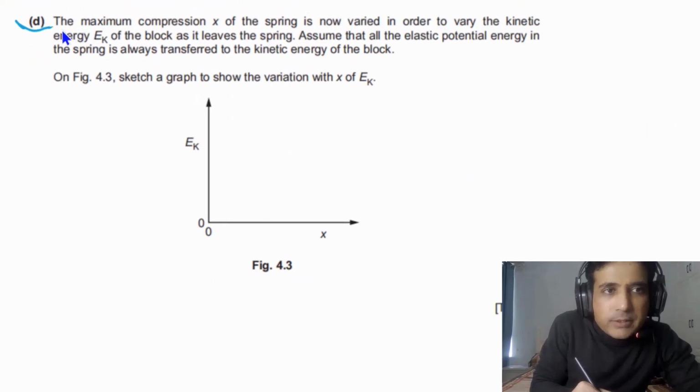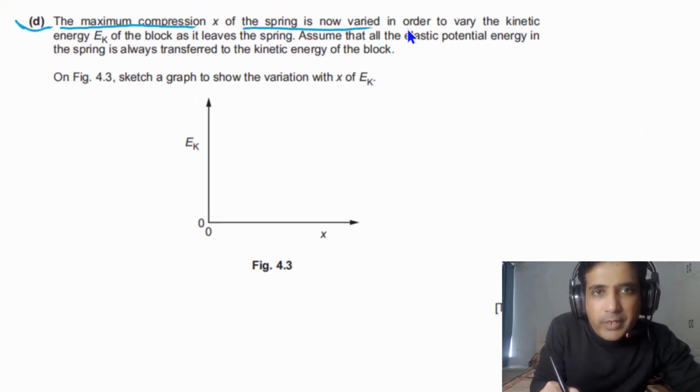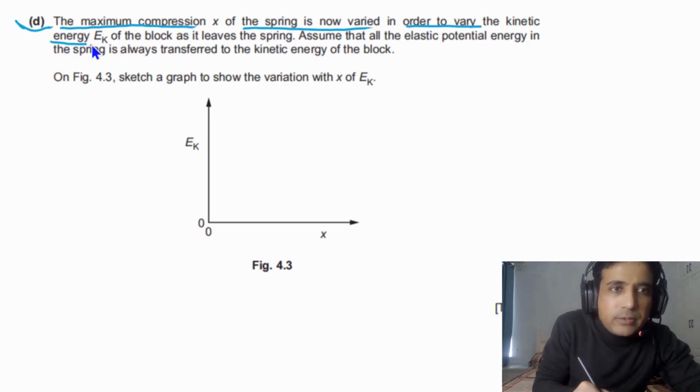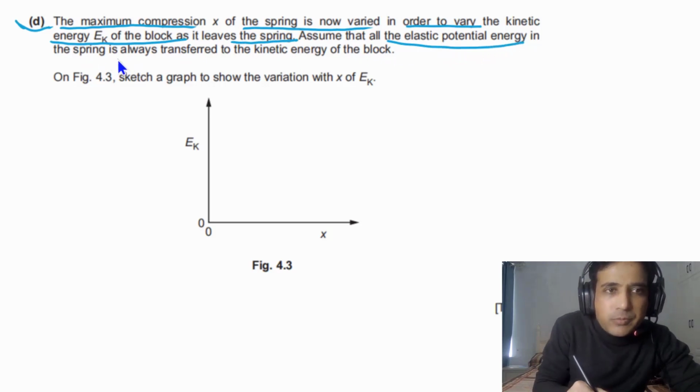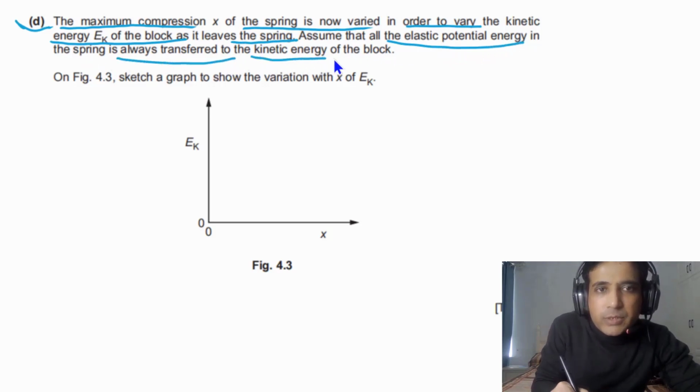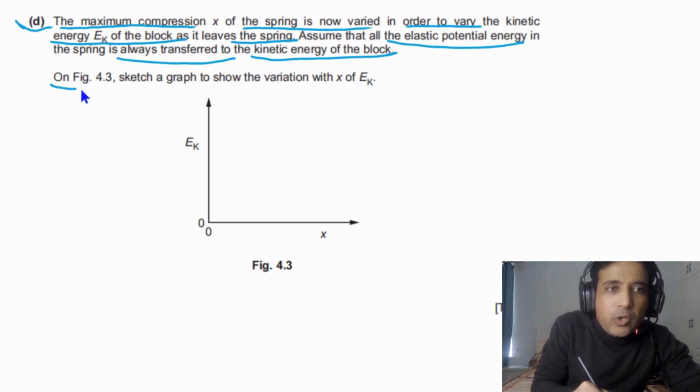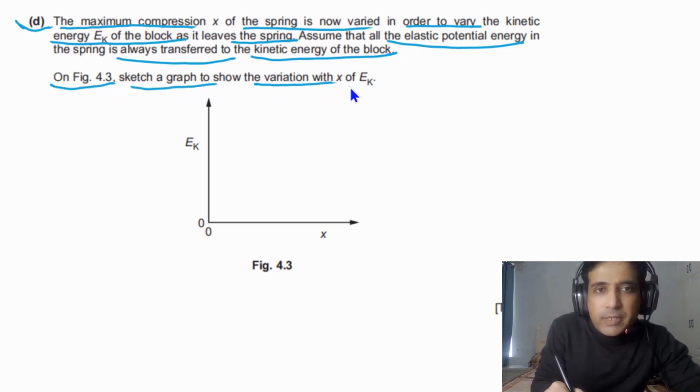For part D, it is given to us the maximum compression X of the spring is now varied in order to vary the kinetic energy of the block as it leaves the spring. Assume that all the elastic potential energy in the spring is always transferred to the kinetic energy of the block. On figure 4.3, we need to sketch a graph to show the variation with X of Ek.